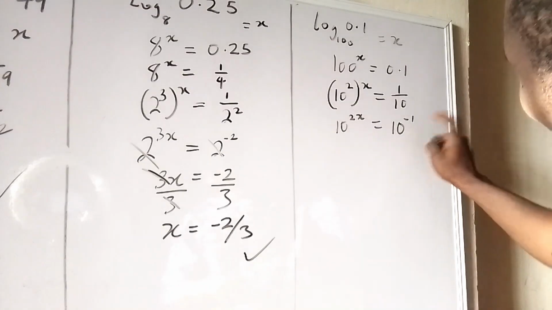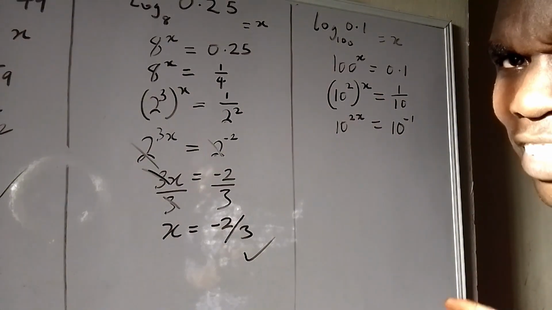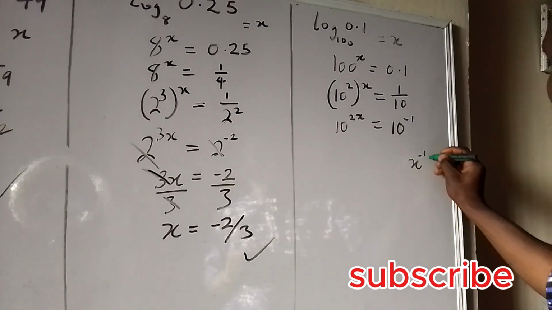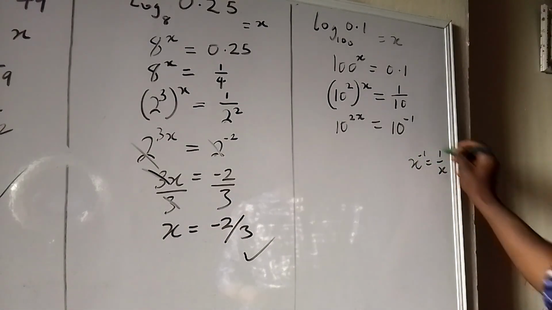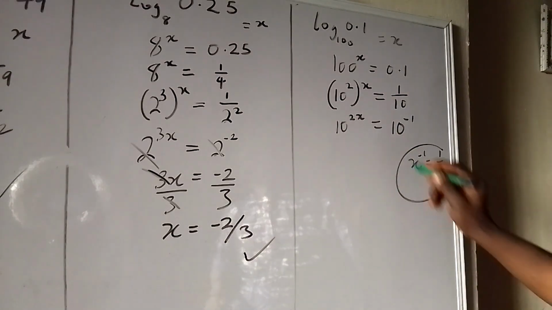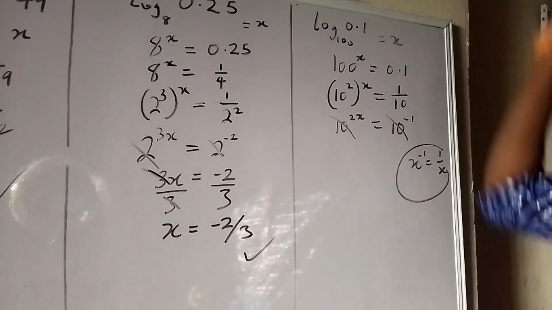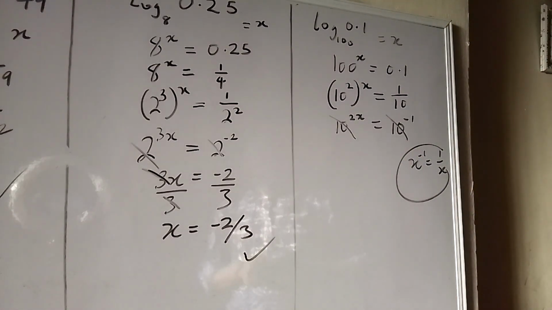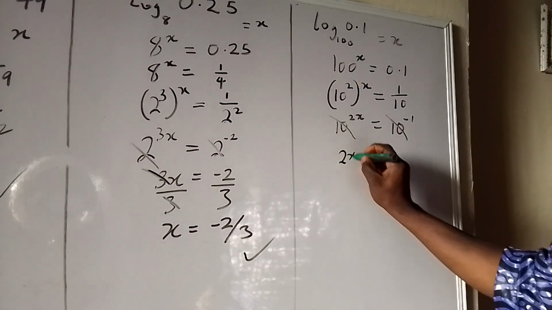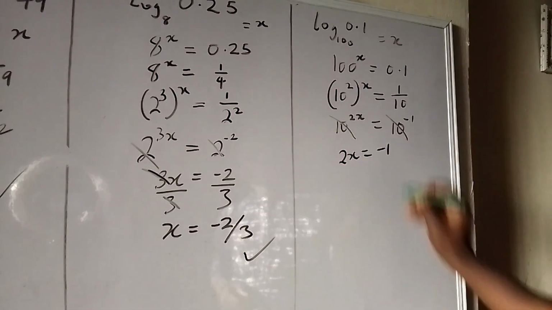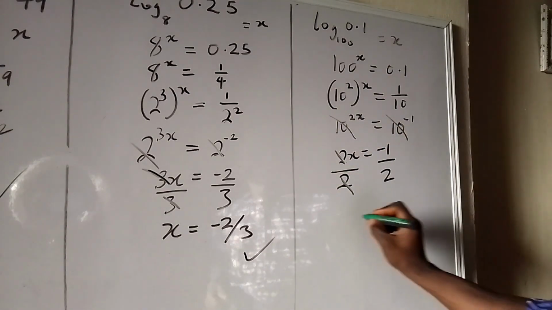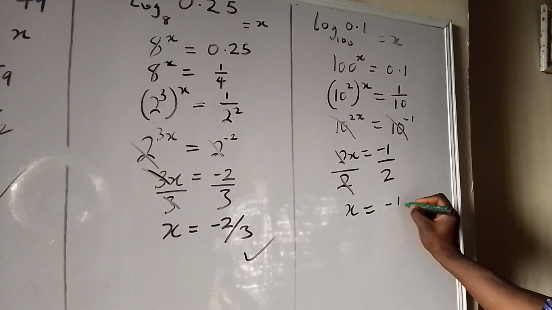Indices. Yes, laws of indices. x raised to power minus 1 is the same as 1 over x. That is what I just applied here. You get it? So now cancel this, cancel this. So I will have what? 2x is equal to minus 1. Divide both sides by 2 to cancel 2. So x is equal to minus 1 over 2.